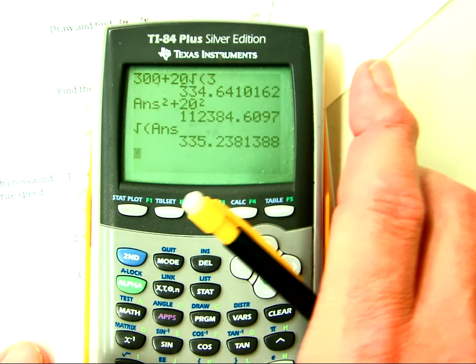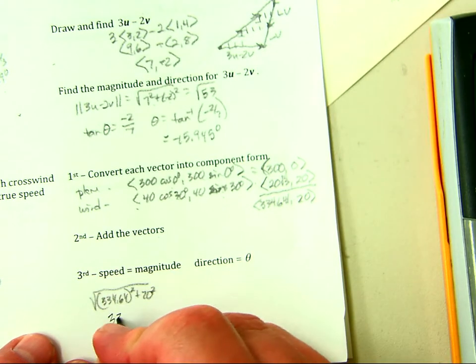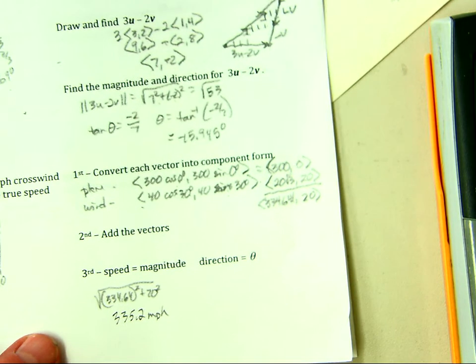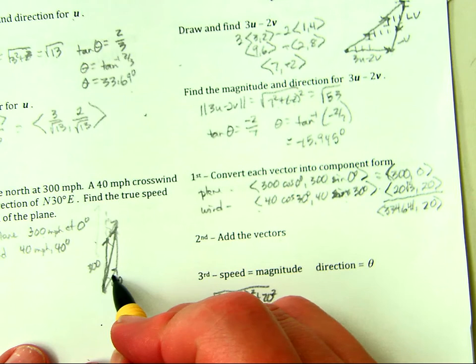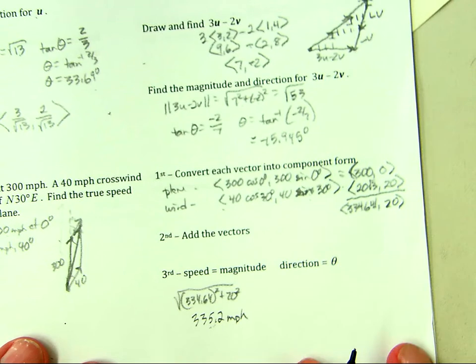So it's like 335.2 miles per hour. Now, if you think of that answer, does that sound reasonable? The plane was set to go 300 miles an hour. If you look at it, isn't the wind kind of pushing it just a little bit? So would it make sense that it's going a little faster than what they thought, if they were trying to go 300 and the wind's pushing it a little farther?